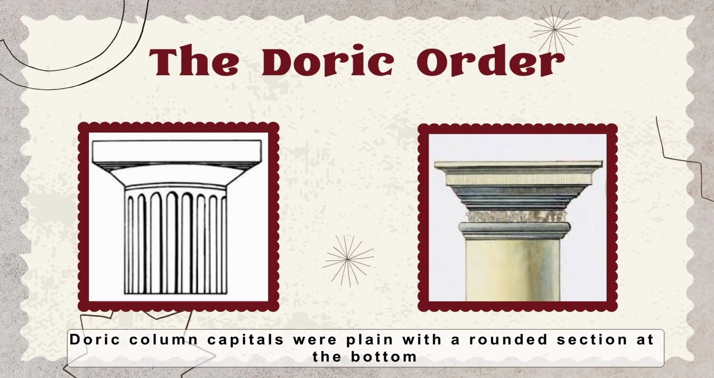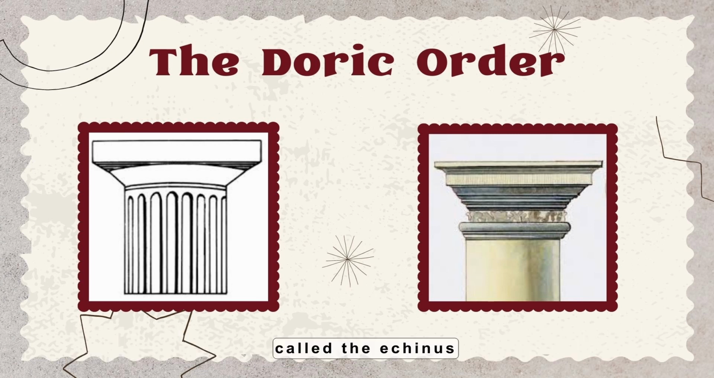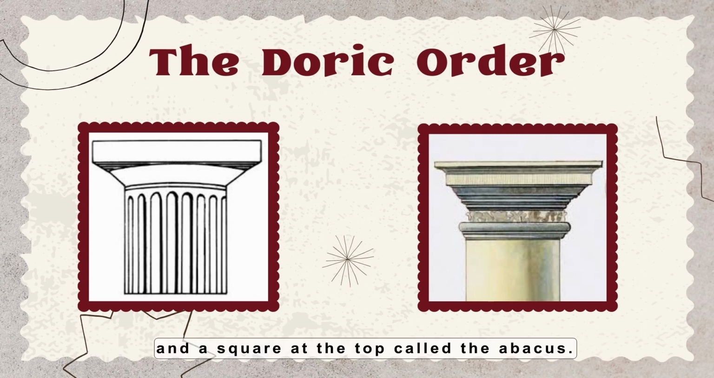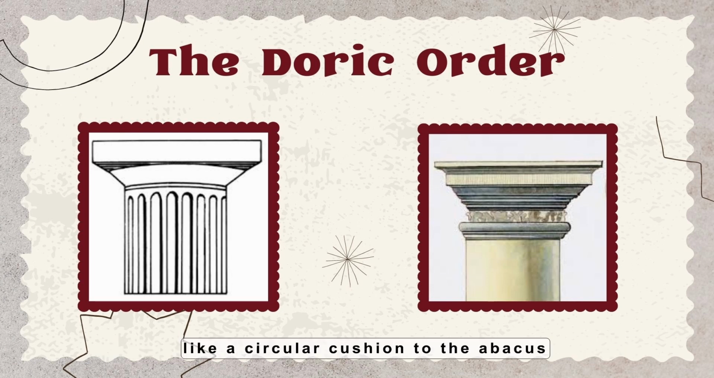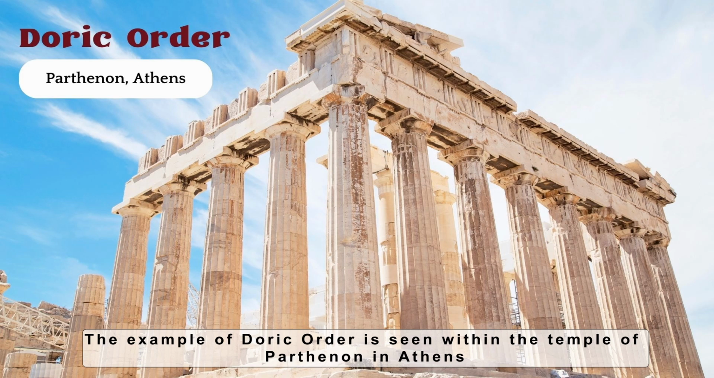Doric column capitals were plain with a rounded section at the bottom, called the echinus, and a square at the top called the abacus. The echinus appears flat and splayed in early examples and rises from the top of the column like a circular cushion to the abacus, which supports the lintels. The example of the Doric order is seen within the Temple of Parthenon in Athens.